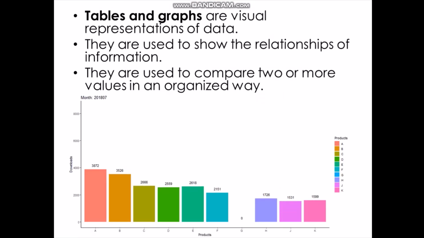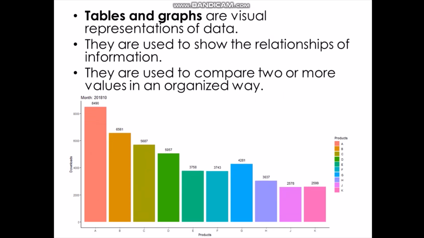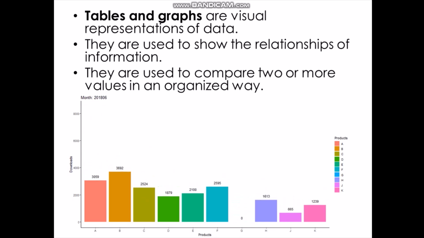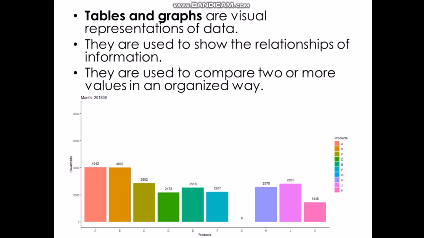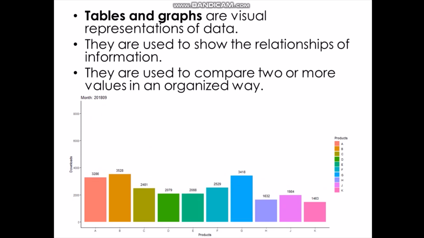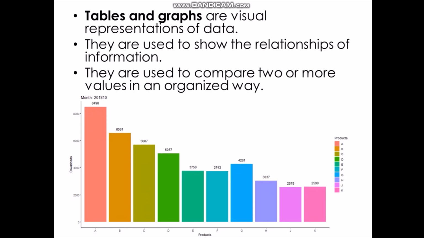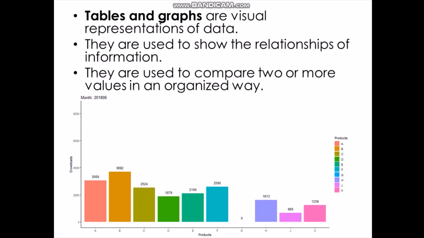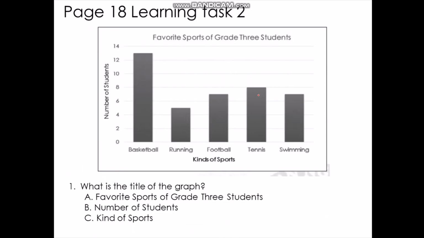So tables and graphs are visual representations of data. They are used to show the relationship of information. They are used to compare 2 or more values in an organized way. So this one is an example of a table. We can easily compare it.